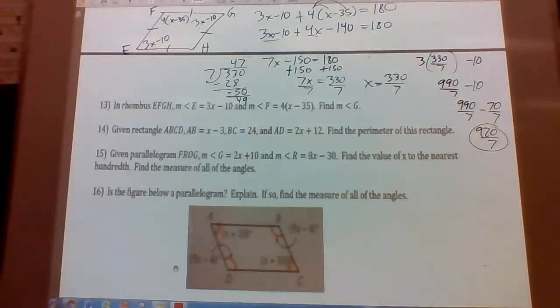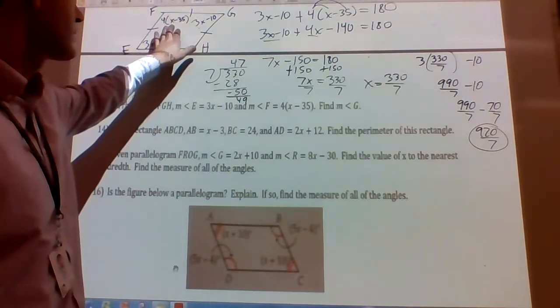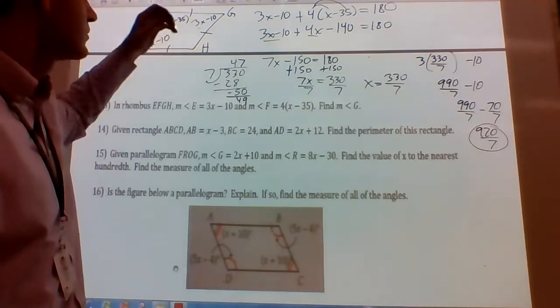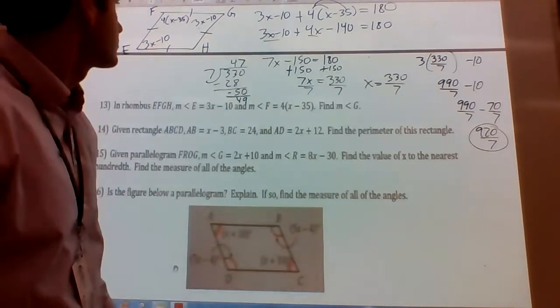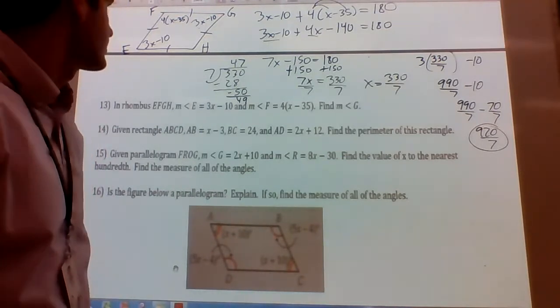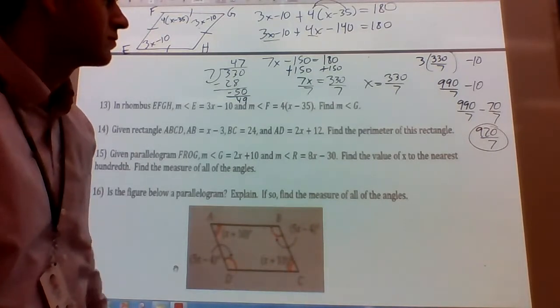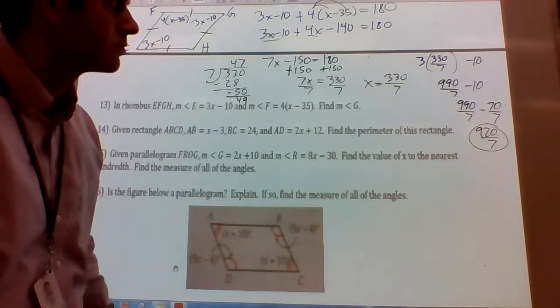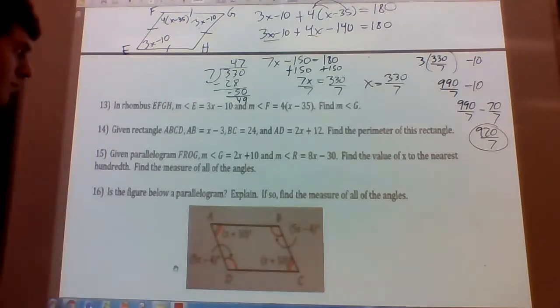Just put it in the calculator, a decimal is fine. We did it right. Confident we did it right. 3x minus 10. 4 times x minus 35 is 4x minus 140. 7x minus 150. Add 150, divide by 7, put it in, 990. Yep, 920 over 7, we're fine.